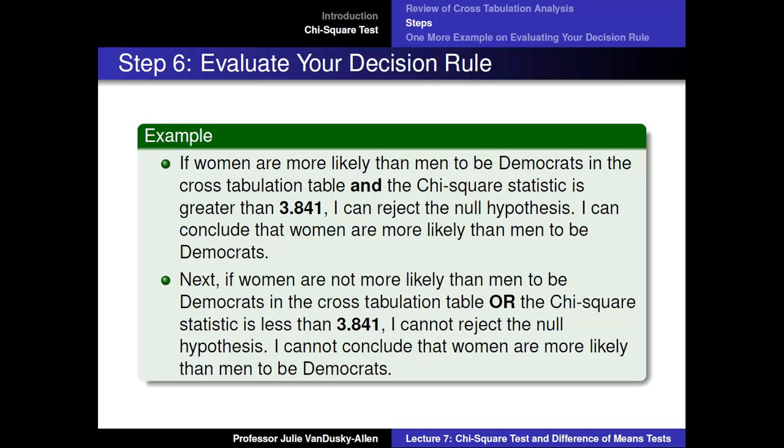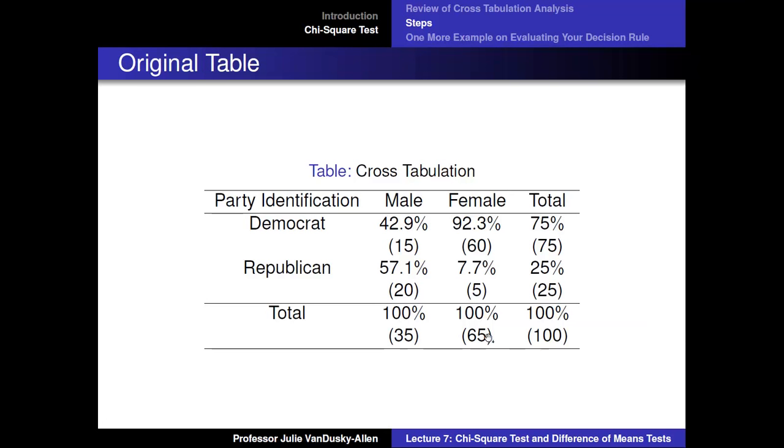Next, if women are not more likely than men to be Democrats in the cross-tabulation table, or the chi-square statistic is less than 3.841, I cannot reject the null hypothesis. I cannot conclude that women are more likely than men to be Democrats. From the original cross-tabulation table, it does look like women are more likely than men to be Democrats.